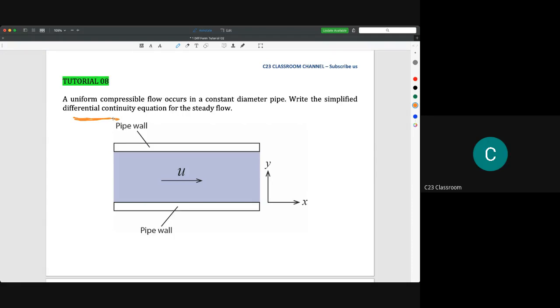So we have a pipe wall here. In this situation, the difference is the wall here is not moving, but the fluid is moving from left to the right like this one. In tutorial number 7, the fluid is flowing downward, so means that the element of gravity must be there. So in this situation, the gravity is actually not influencing the flow because gravity will only act on the y-axis.